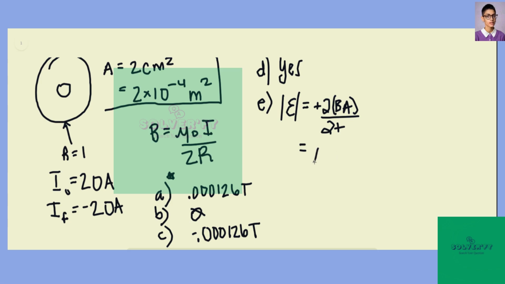The area stays the same, since we're not bending or changing the loop, but the B field is changing. So it's the derivative of the B field with respect to time, which is A times the change in B over the change in time. This delta time is 1 second, so I'll put that in our given section. How many sig figs are in this problem? 3 sig figs.